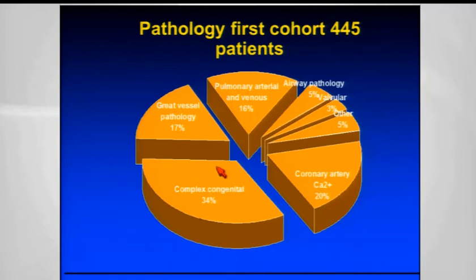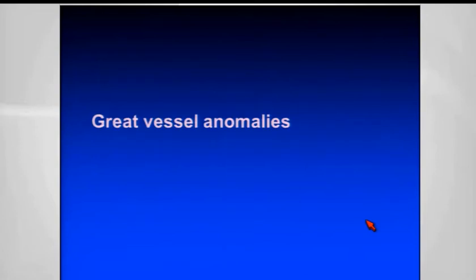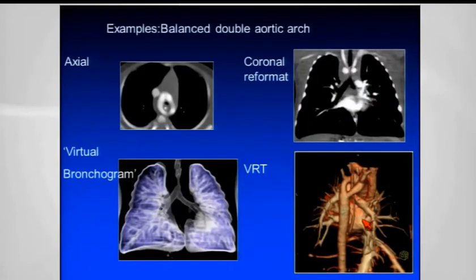30% or more, just a little bit more, were complex congenital heart disease, multiple abnormalities, and some of them not fitting any particular pattern. Great vessel pathology was just under 20%, mixed pulmonary arterial and venous abnormalities, patients with airway pathology associated, valvular disease, not very many at all, other miscellaneous, and coronary artery calcification in patients on hemodialysis. So let's have a look at some examples of the cases that we actually have seen.